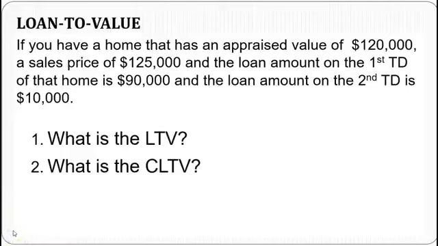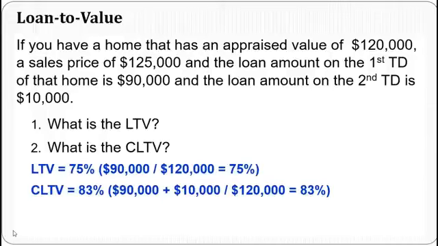So for the LTV, you have to take the first loan amount, which is $90,000, and divide it by whatever is lower, 120, press equal. What did you get? 75. And for the CLTV, the $90,000 plus the $10,000 divided by whatever is lower, and just press equal. So the $90,000 plus the $10,000 divided by $120,000, and you should have gotten 83% CLTV. That's how you calculate LTV and CLTV.